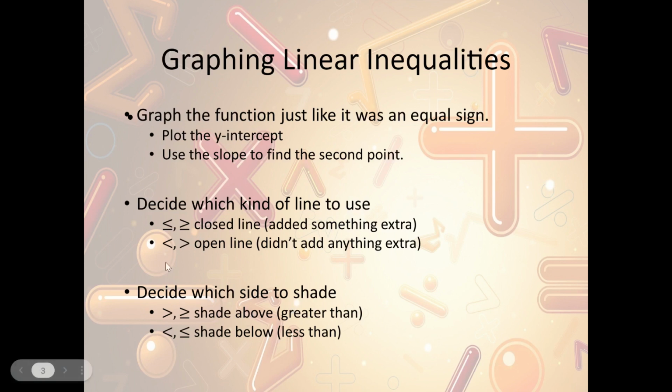So if they add something extra, they add the bar underneath, we add something extra as well and close the line. If they don't add anything extra, just like this, we don't add anything extra either, and we leave it as an open line. Then we need to decide which side to shade. If it's a greater than symbol, we should shade above the line. If it's a less than symbol, we should shade below the line.